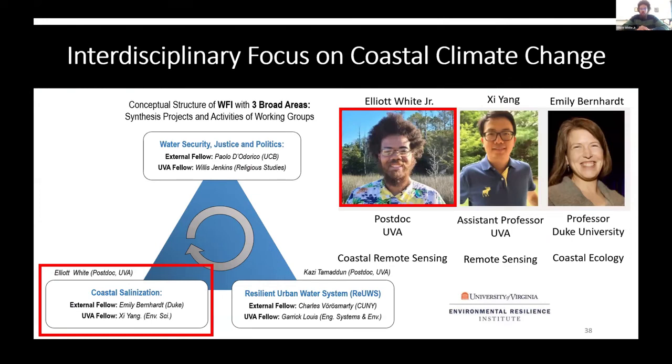So this was part of an interdisciplinary project. The group that I was with was looking at coastal salinization in the vegetation context, but we also were working with people looking at the effects of climate change in the coastal context on urban water systems and also water security, justice, and politics.